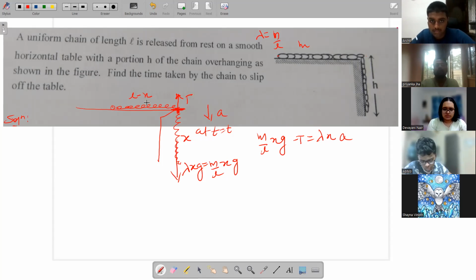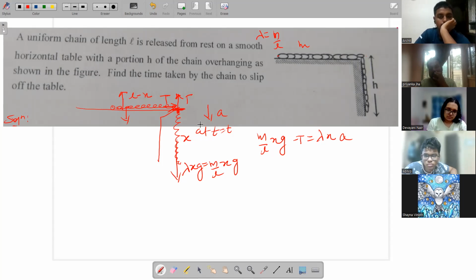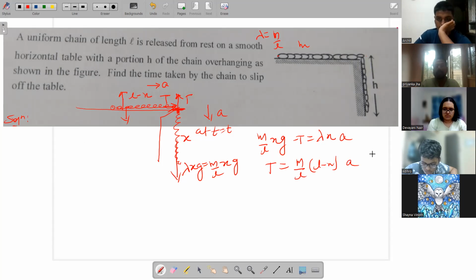Now, for this chain, tension will be acting like this at this point. And mg will act downward, and the table will also exert some normal force. So this normal and this mg will balance each other, and if this part is coming down with some acceleration, this part is also coming down with the same acceleration. So this tension will cause this acceleration. So T is the mass of this length, that is m by L into L minus x, into acceleration.